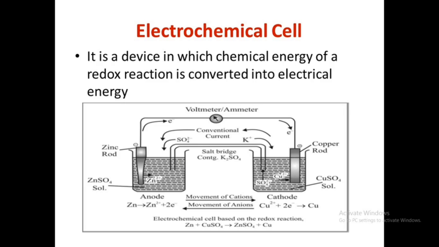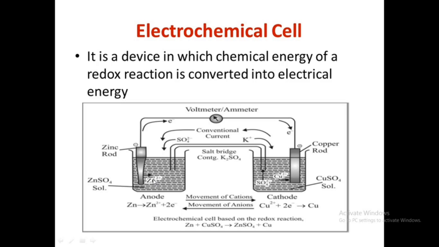In this cell, two beakers are used. In one beaker, aqueous zinc sulfate solution is used. In another beaker, aqueous copper sulfate solution is used. Then a zinc rod is dipped in the zinc sulfate solution and a copper rod is dipped in the copper sulfate solution. When the metal rods are dipped in their own solution, then due to separation of charges, a potential is developed, and that potential is known as electrode potential.